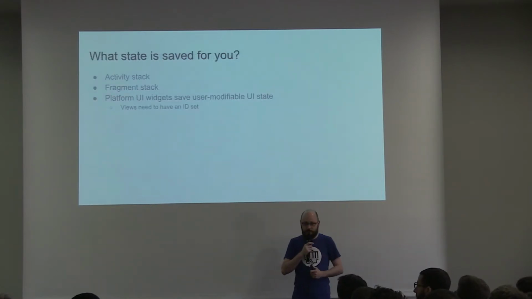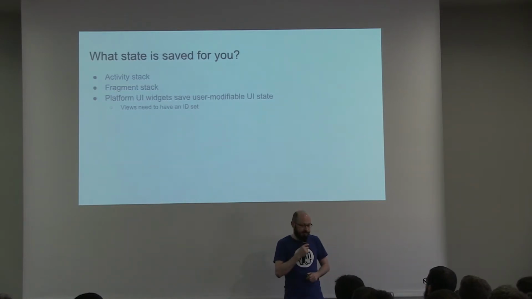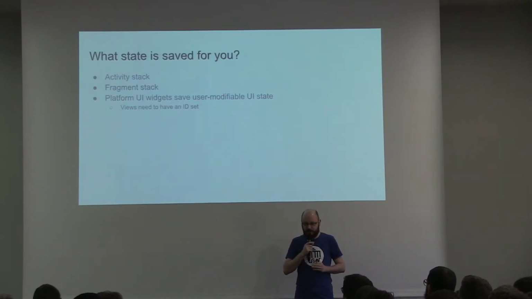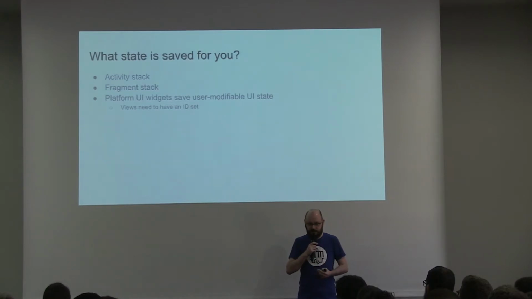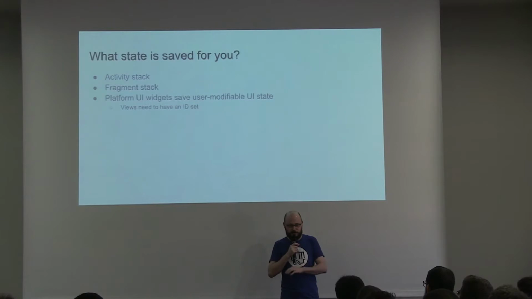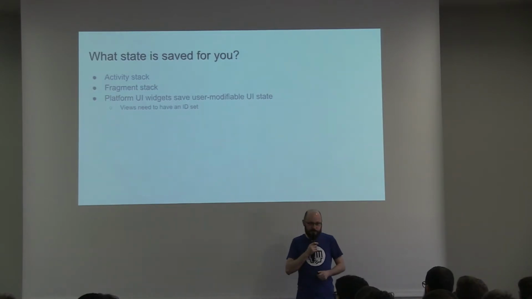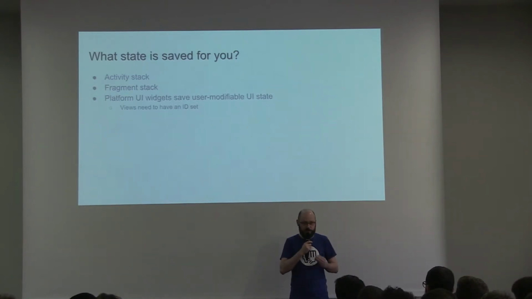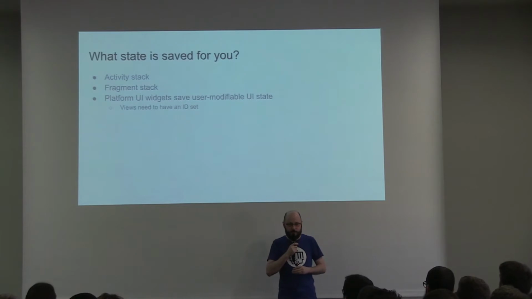Right, so luckily you don't have to do all the work by yourself. The platform widgets already save data that the user can enter basically. So if you have an EditText, the text that the user inputted will be saved. If you have a checkbox, the checkbox state will be saved. Things like that. Things that can only be changed programmatically, like the visibility of a view, is not automatically saved. So if you do stuff like that, you have to save that state manually.